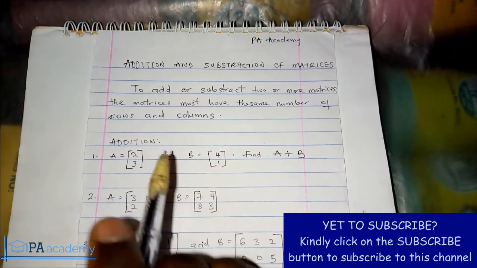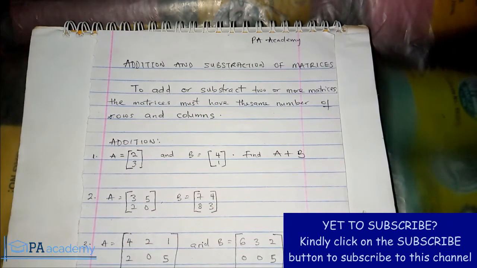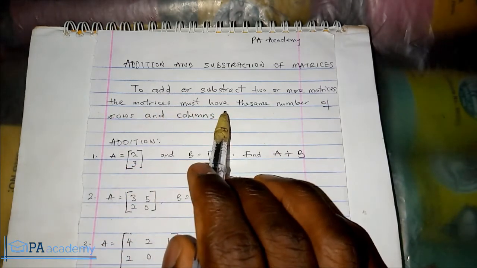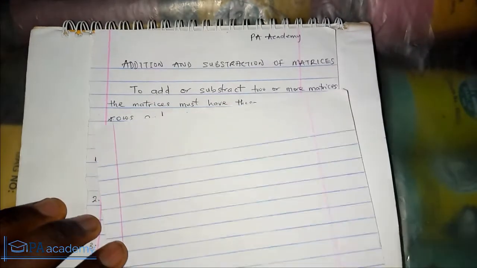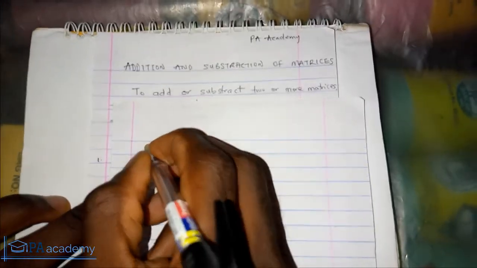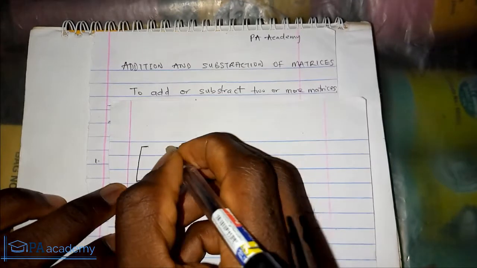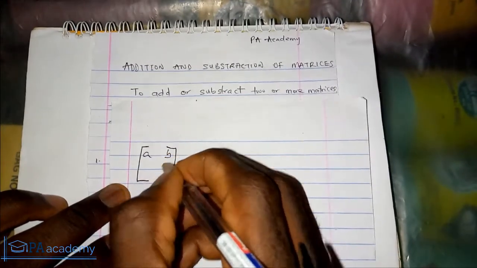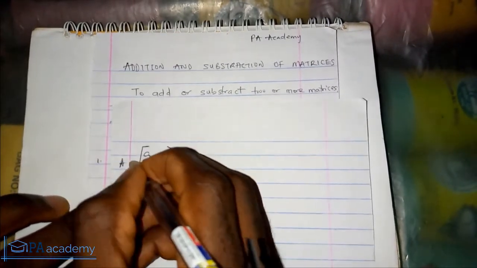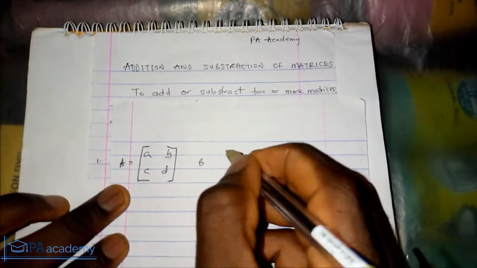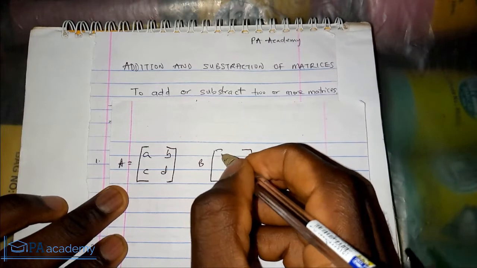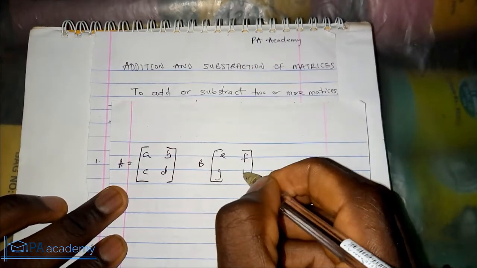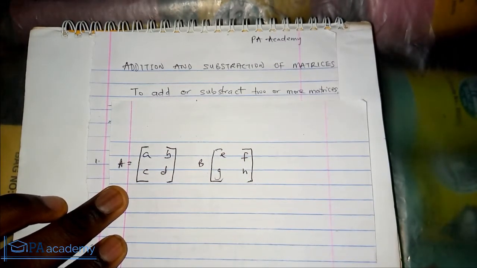As it says here, to add or subtract two or more matrices, the matrices must have the same number of rows and columns. This is what I mean. If you want to add, let's use this as an example. You have A, B, C and D. Let's call this matrix A. The other matrix is, let's say, E, F, G, H. They must have the same number of rows and columns.